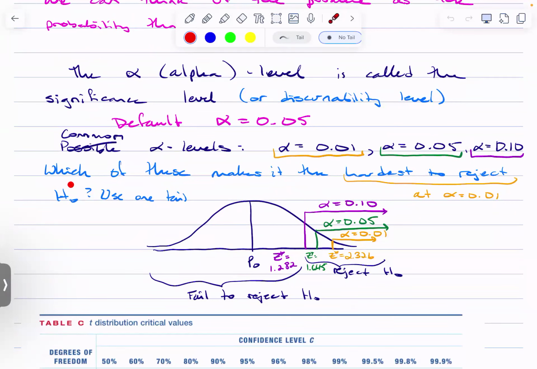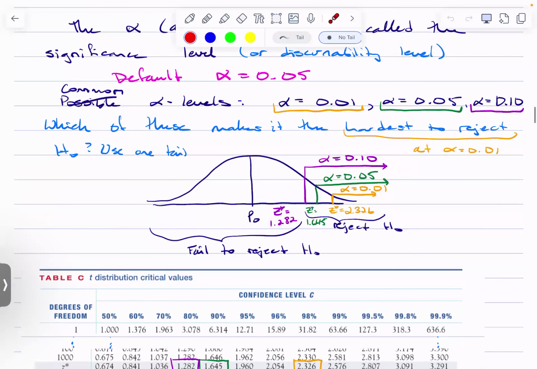And then we explored which of these makes it the hardest to reject H naught. And we're going to just focus on the one tail, because two tail splits it up and it gets kind of confusing. So if we're in one tail, and I set the alpha level to be 0.01, and I color coded it, then my Z would need to be bigger than 2.326.